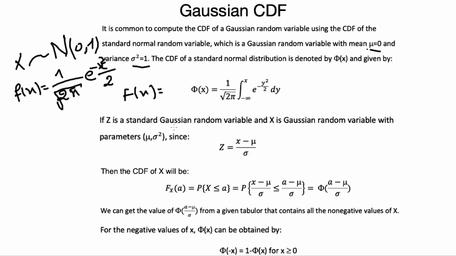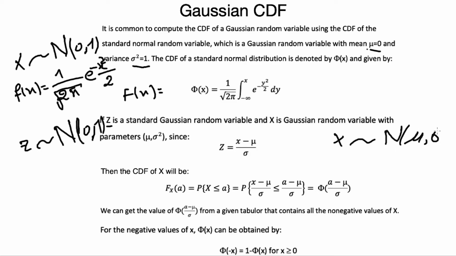If Z is a standard Gaussian random variable, it has mean 0 and variance 1, and X is any Gaussian random variable, with parameters mu and sigma squared, so X is N(mu, sigma squared), with any mu and any sigma. In this case, we can write Z as (X minus mu) over sigma.